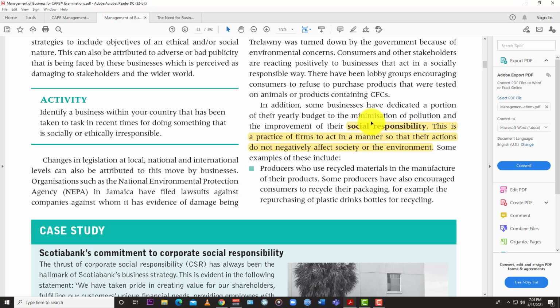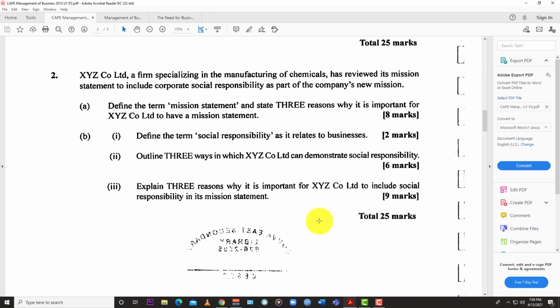So the whole thing with social responsibility is to be a good corporate citizen as a business. Do things that enhance the society around it, the community around it, as opposed to bringing it down. And so social responsibility, this is a practice of a firm to act in a manner so that their actions do not negatively affect society or the environment. And that's two easy marks right there, and you're good to go.